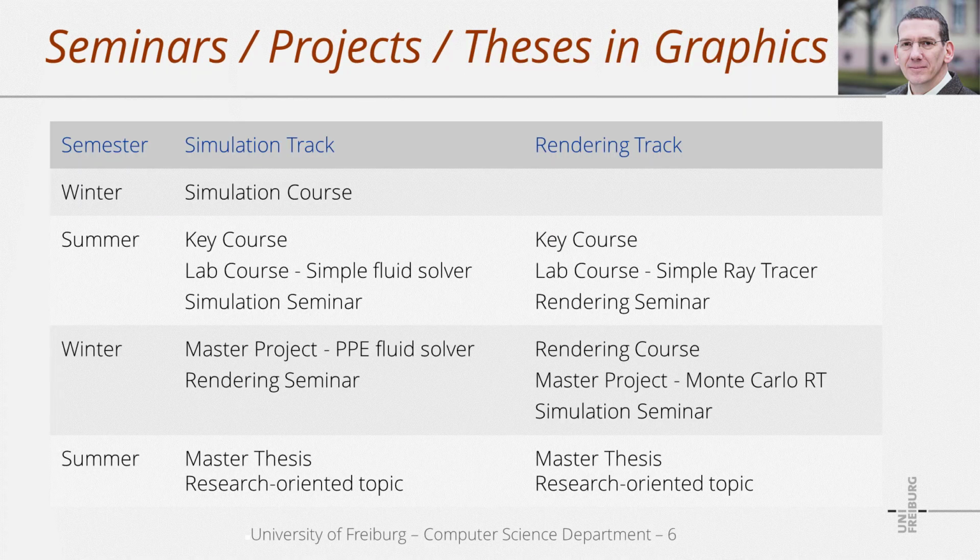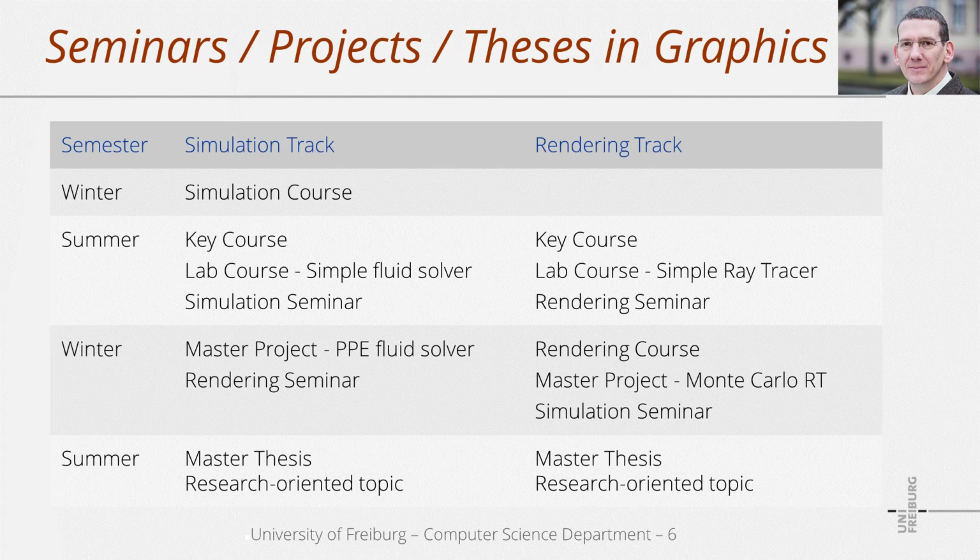When interested in graphics at the University of Freiburg, you can either focus on simulation or on rendering. So if you are more interested in simulation, you can start with the simulation course in the winter term. In the following summer term, you could attend the key course on graphics. The key course and the simulation course are rather independent. The key course has a strong focus on rendering, so it's not necessarily a prerequisite for the simulation course. In the summer term, you could also do your lab course or attend the simulation seminar. Then in the following semester, you could continue with the master project and then finally write your master thesis.